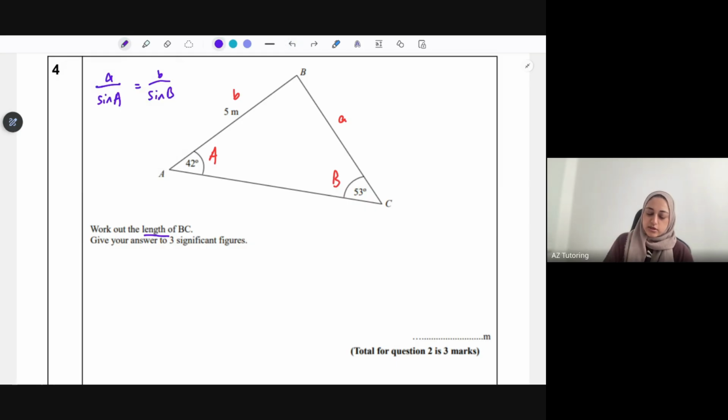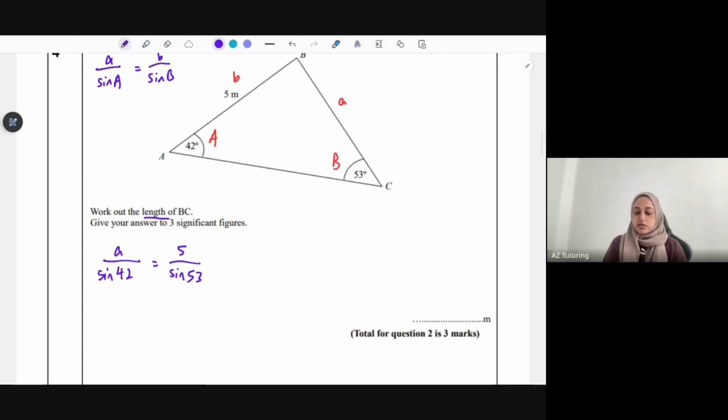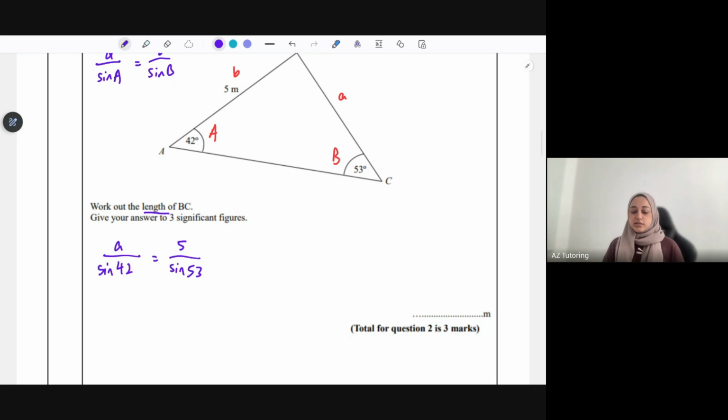Now let's just plug everything into the equation. So we've got A, which we don't know. That's what we're trying to find. Over sine A, which is sine of our angle A, which is 42, equals B, which is 5, over sine of our angle, which is 53. So this is what we're solving to find out what A is.